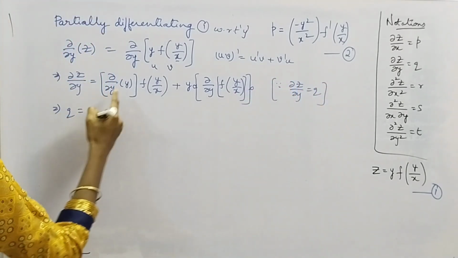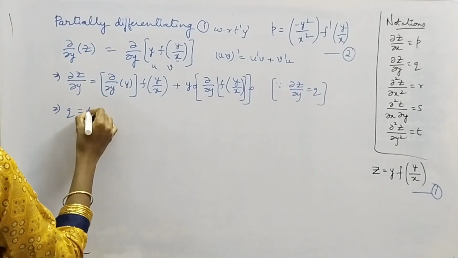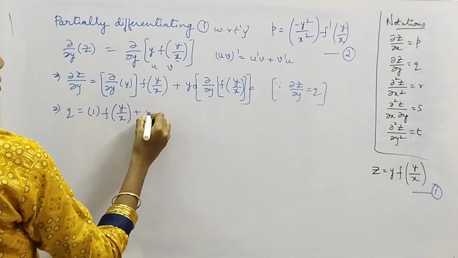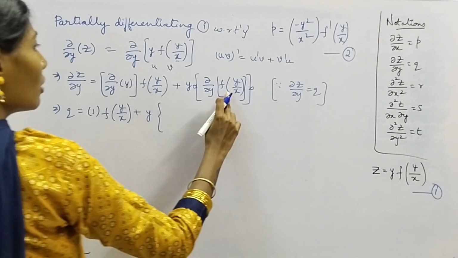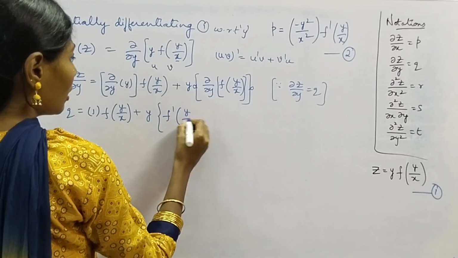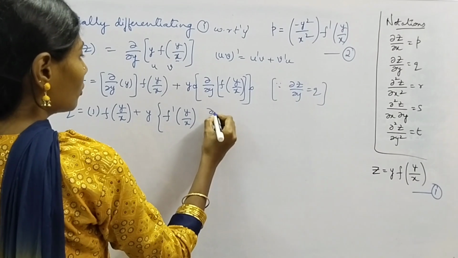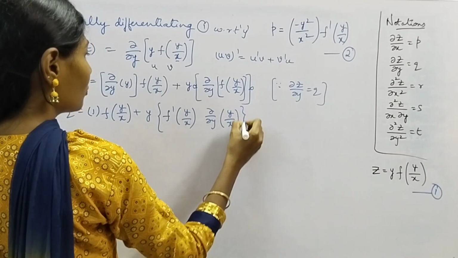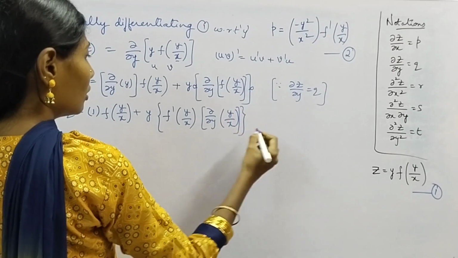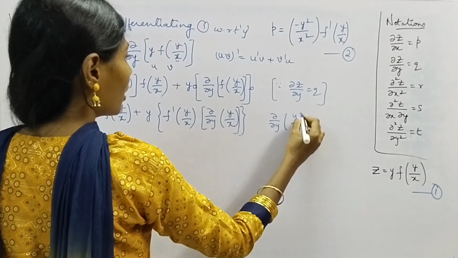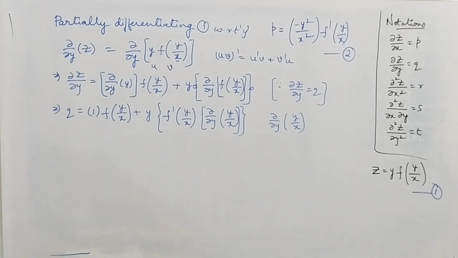Since we have a notation dou z by dou y equal to q, so let's replace this by q. We'll get q equal to partial derivative of y with respect to y is 1 into f of y by x plus y into partial derivative of f of y by x is f dash of y by x into inner derivative, that is dou by dou y of y by x, right? Here we have dou by dou y of y by x, right?